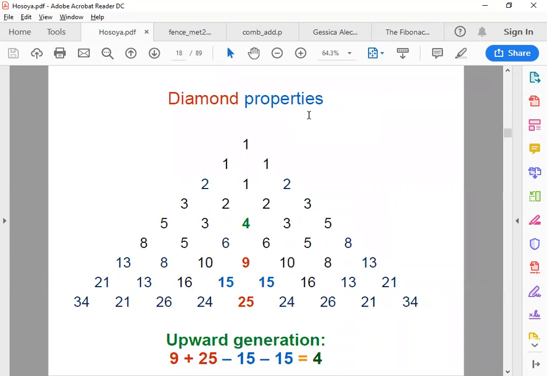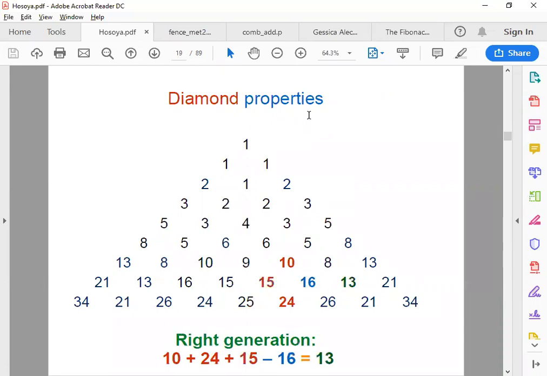Let's go up. The upward generation is if we take in our diamond, if we add the numbers vertically, adding red will generally be adding because it's hot, right? And we subtract the numbers horizontally. Blue will be cold, it will be negative, right? So 9 plus 25 minus 15 and 15 gives us 4. So that generates the numbers that are going up. You gotta love this triangle, right?